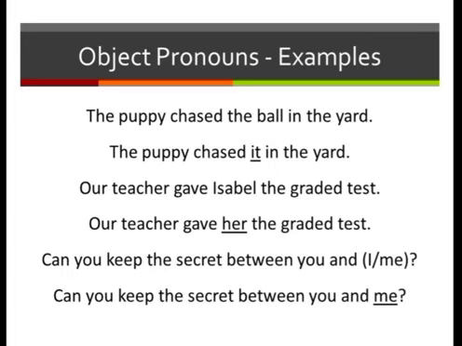"Can you keep the secret between you and I, or you and me?" Now, "Can you keep the secret between you and me?" Now, "me" is in the predicate part, directly referring to the object, and that is why it is the object pronoun. So, in all these sentences, in the first sentence, "it" is the object pronoun. In the second sentence, "her" is the object pronoun. And in the last sentence, "me" is the object pronoun. Okay?